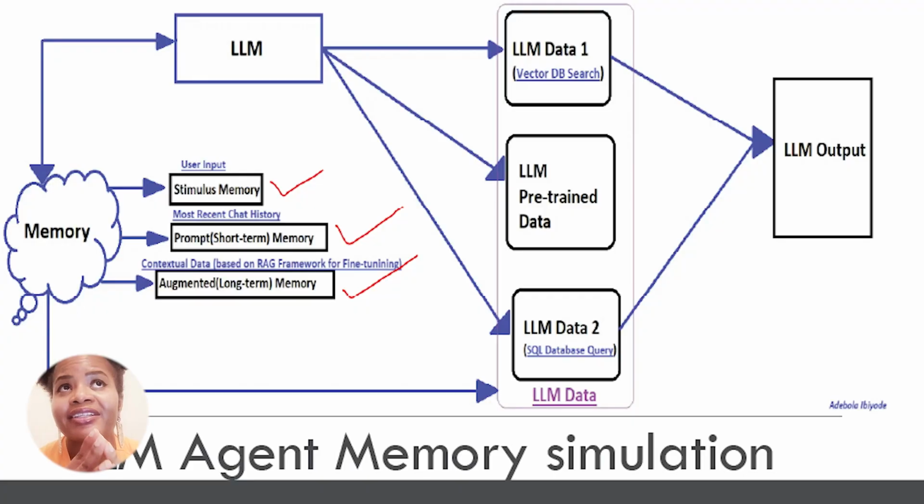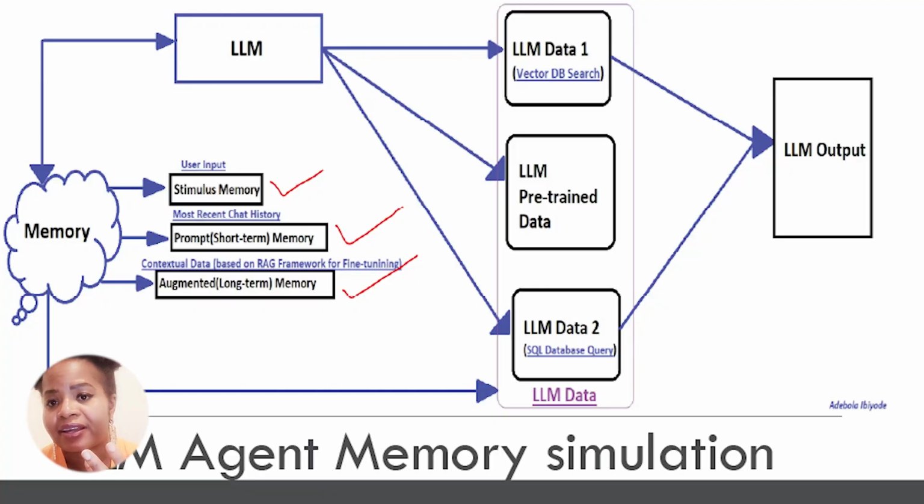Now, in this image that is on screen, it's something I used to explain how the memory of an LLM operates. This was early last year before we got to agents, but it's useful for today. So in that, you would see that I have three types of memory that I've explained in there. So there is a stimulus memory, which is the user input.